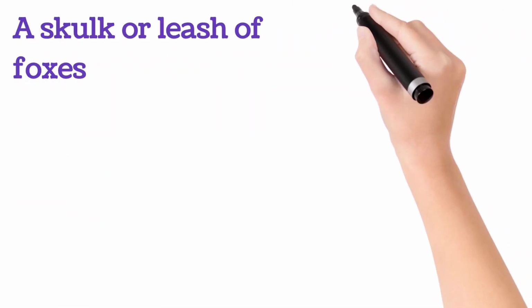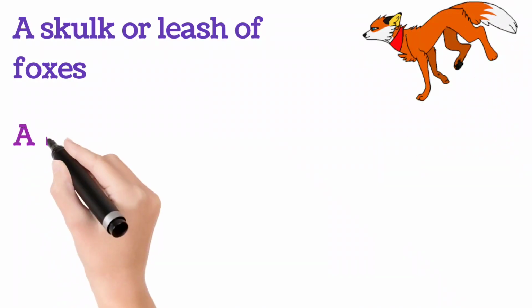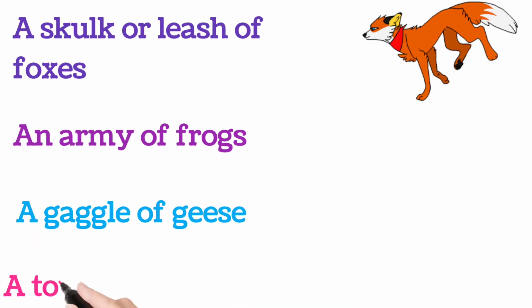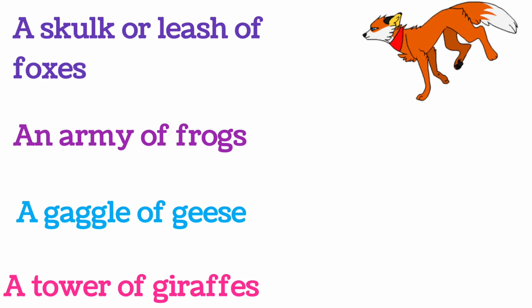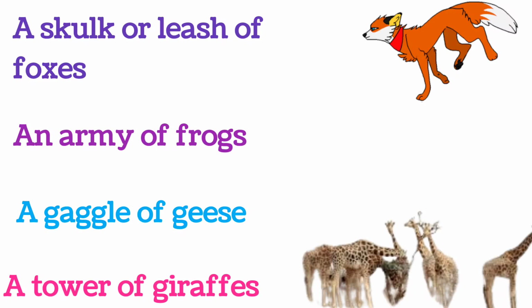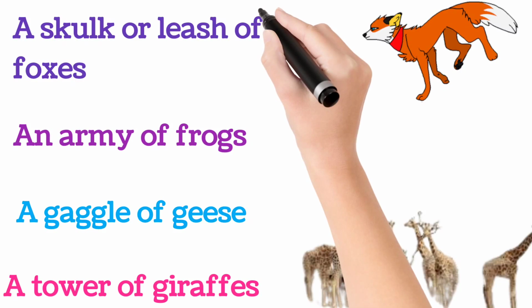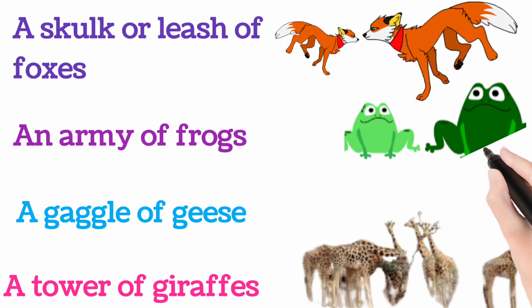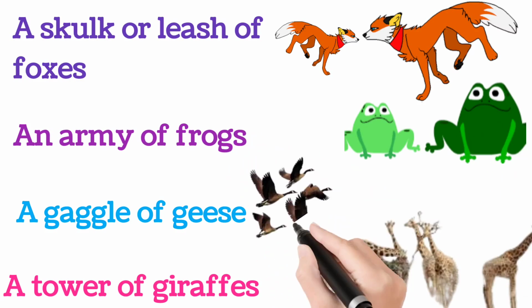A skulk or leash of foxes. An army of frogs. A gaggle of geese. A tower of giraffes. Skulk, leash, army, gaggle and tower are the collective nouns. They show the collection of these respective things. You can see their pictures also, and the pictures will be helpful in order to identify the animals.